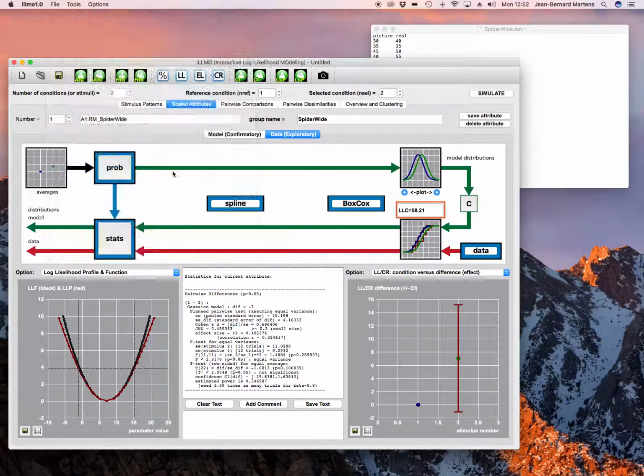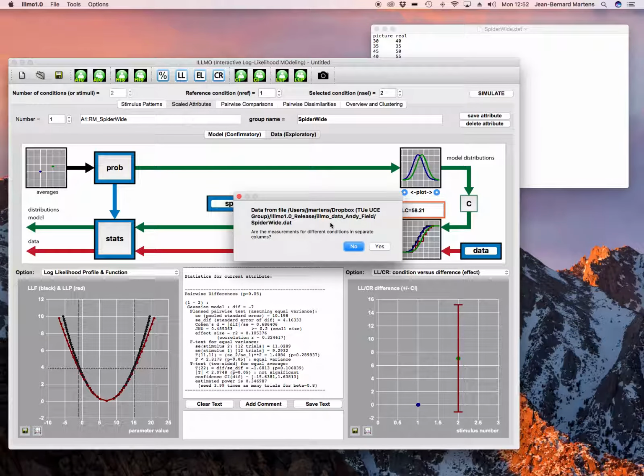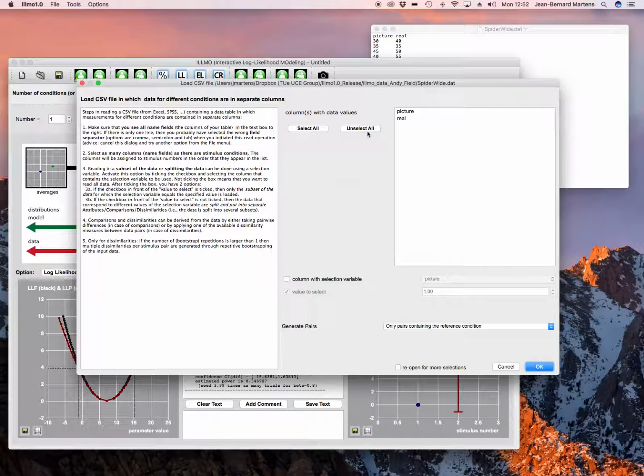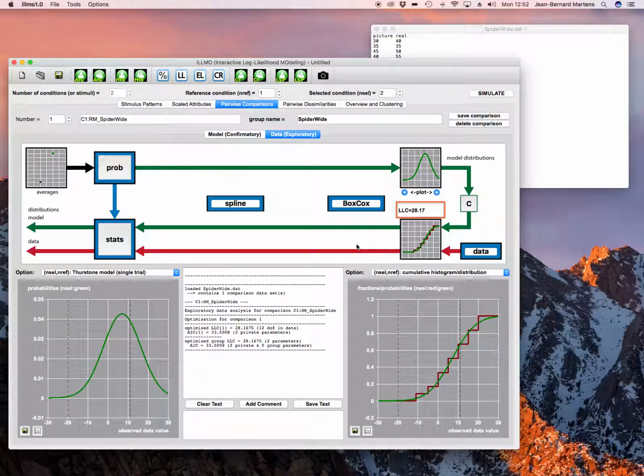Again, we read the same file, but now slightly differently. So we select the same file. They're still in different columns. So now we do comparison. Select all. And we generate, so there's one extra option. So we can generate pairs of data. So rather than the original data, we take the differences. Again, we consider the data as continuous. So now we have two conditions, but we only have one comparison. So we have one histogram, which is actually the differences in values between the two conditions.